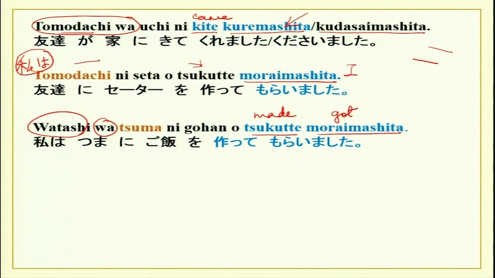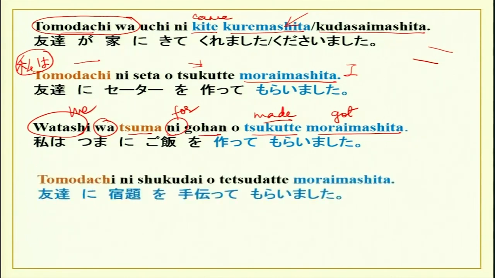Gohan is food, so okusan made food for me. Now, tomodachi ni shukudai o tetsudatte moraimashita. So, again, he helped and I got or received the favor. So, now you will see that te kuremasu, te moraimasu. Later on, you will see others as well. Who is the subject and who is receiving the favor? Who is giving what to whom? You have to keep that in mind.